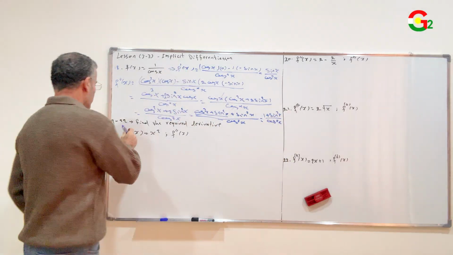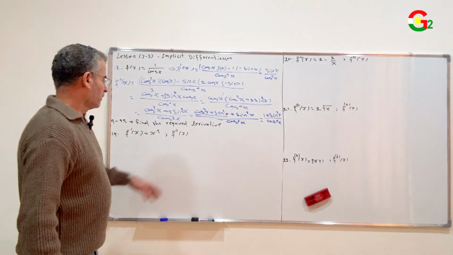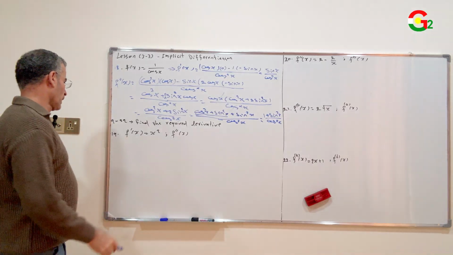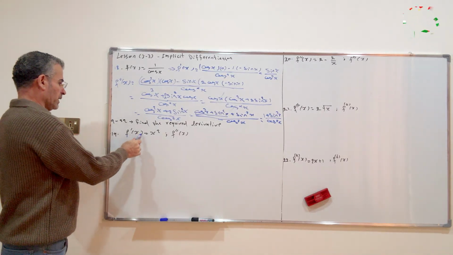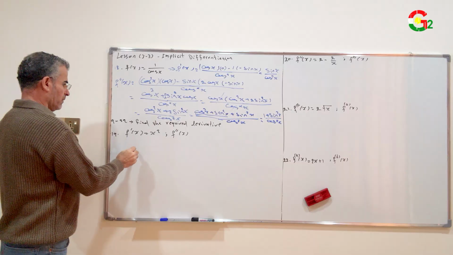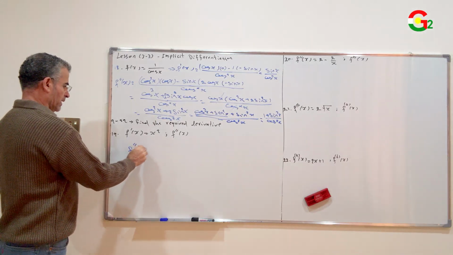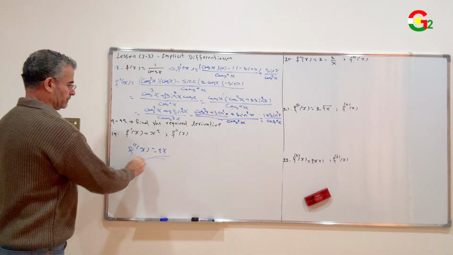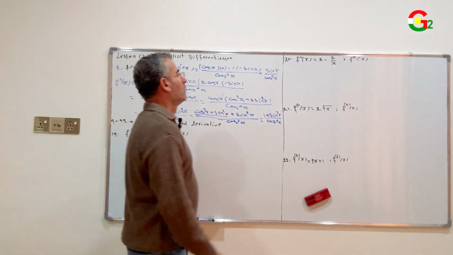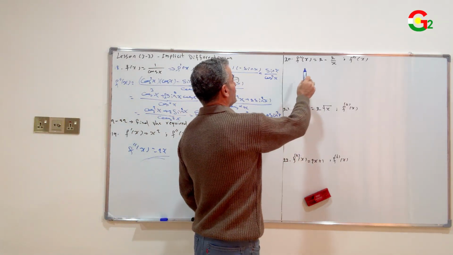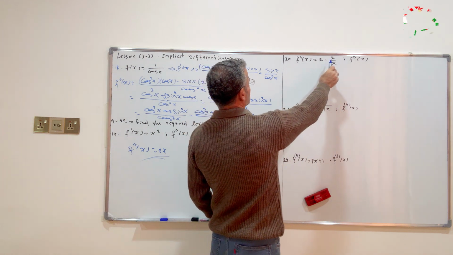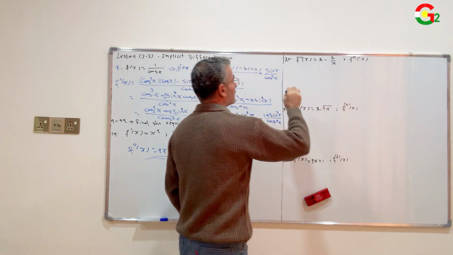Numbers 19 and 20, find the required derivative. f prime of x equals x power 2, find f double prime. f double prime of x equals 2x. Number 20, f double prime of x is 2 minus 2x. Find f triple prime.